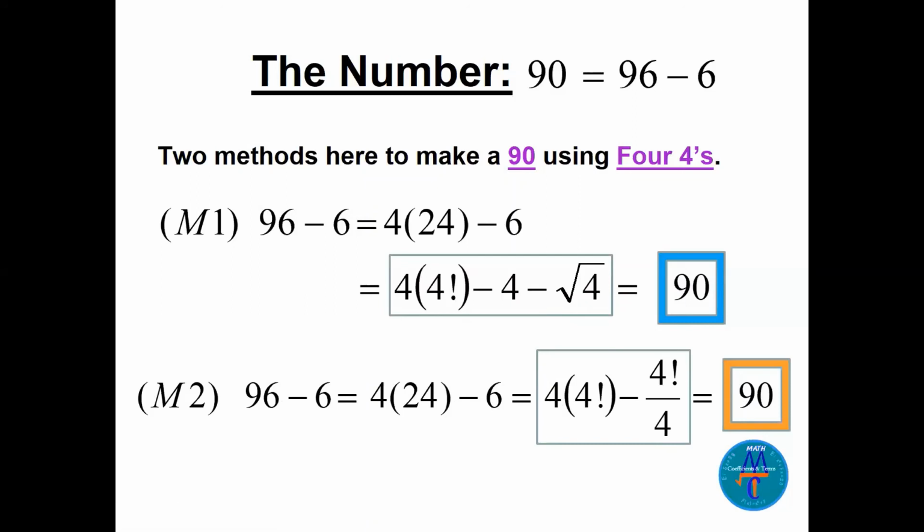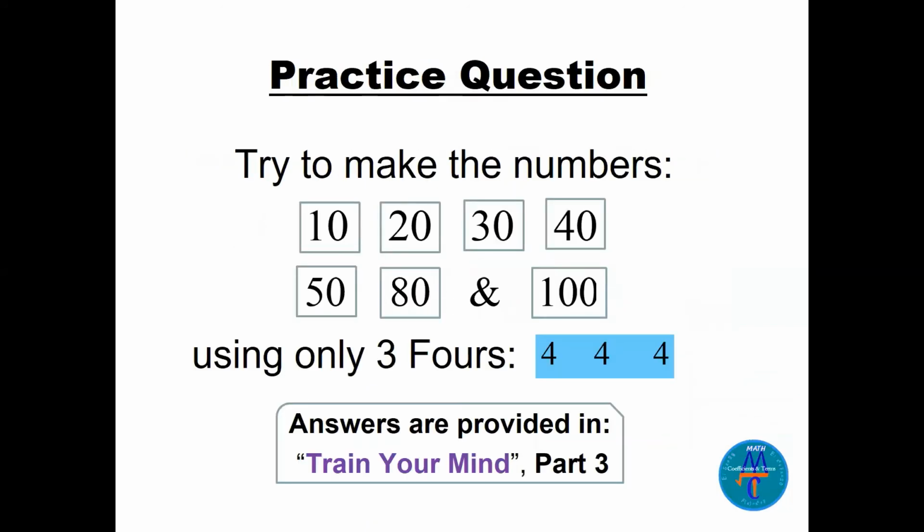Now, this part here, train your mind, part 2B, we have finished. Nice practice question, please, for part 3. Now, part 3 will be later. Try to make the numbers 10, 20, 30, 40, 50, 80, and 100. Try to make these numbers using only 3 fours. All these answers will be in Train Your Mind, part 3.